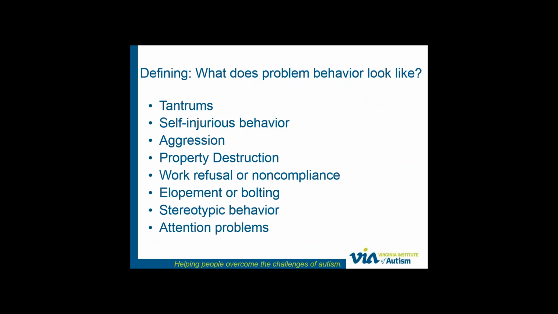Okay, so what does problem behavior look like? Because problem behavior is so subjective, it can look many, many different ways. Let's look at a list here of typical referral concerns. So tantrums, self-injurious behavior, aggression, property destruction, refusal, all of these are typical things that parents come in saying their children are engaging in.